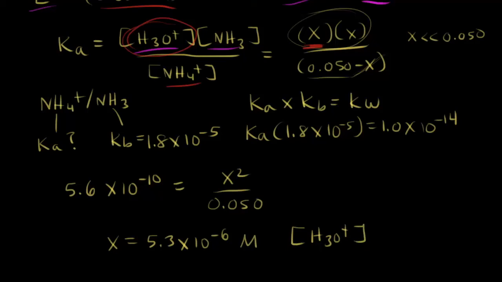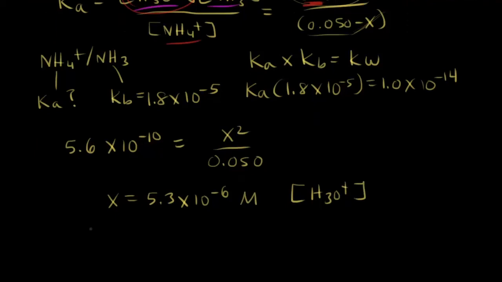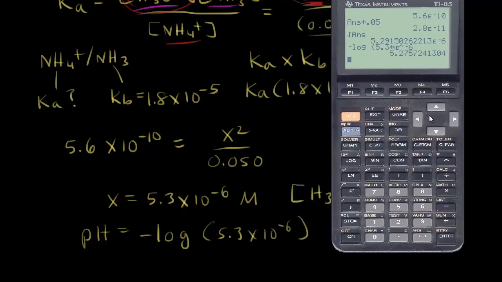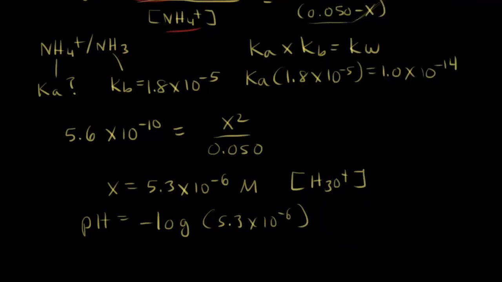So to find the pH, all we have to do is take the negative log of that. The pH is equal to the negative log of the concentration of hydronium ions. So we can plug in 5.3 times 10 to the negative 6, and solve. Let's take the negative log of 5.3 times 10 to the negative 6. And so we get 5.28 if we round up here. So we're rounding up to 5.28 for our final pH. So pH is equal to 5.28.